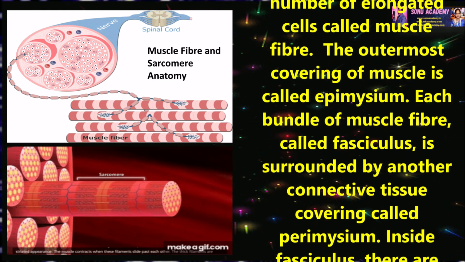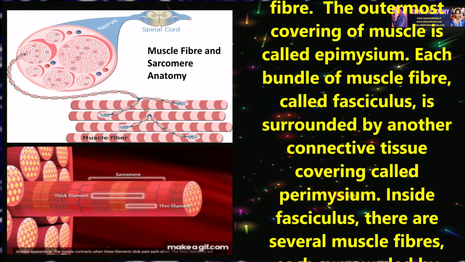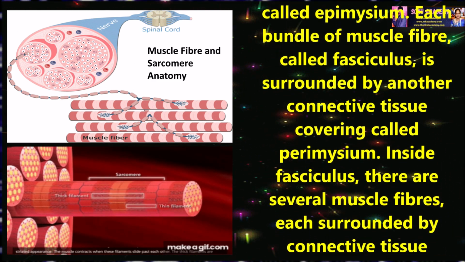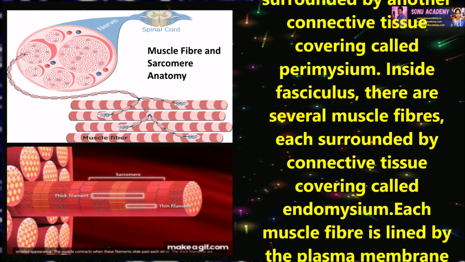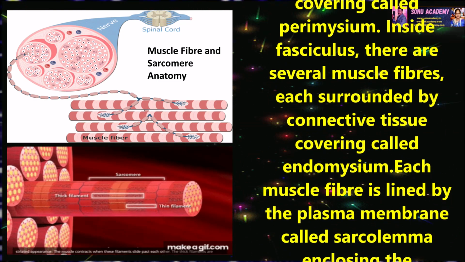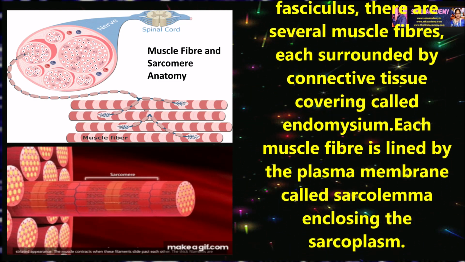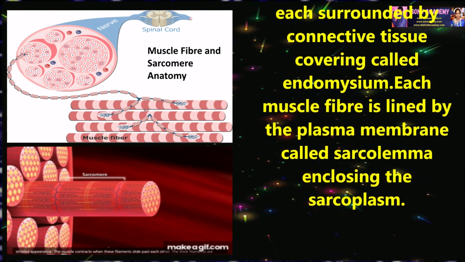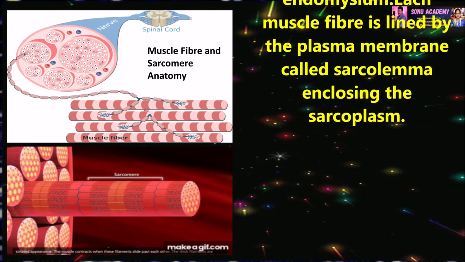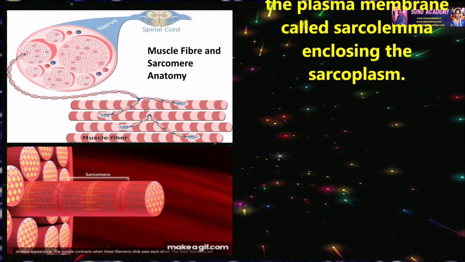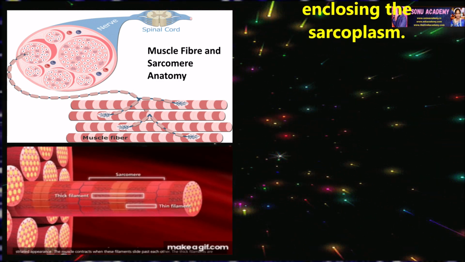Each bundle of muscle fibers, called a fasciculus, is surrounded by another connective tissue covering called perimysium. Inside the fasciculus, there are several muscle fibers, each surrounded by a connective tissue covering called endomysium. Each muscle fiber is lined by the plasma membrane, called the sarcolemma, enclosing the cytoplasm.